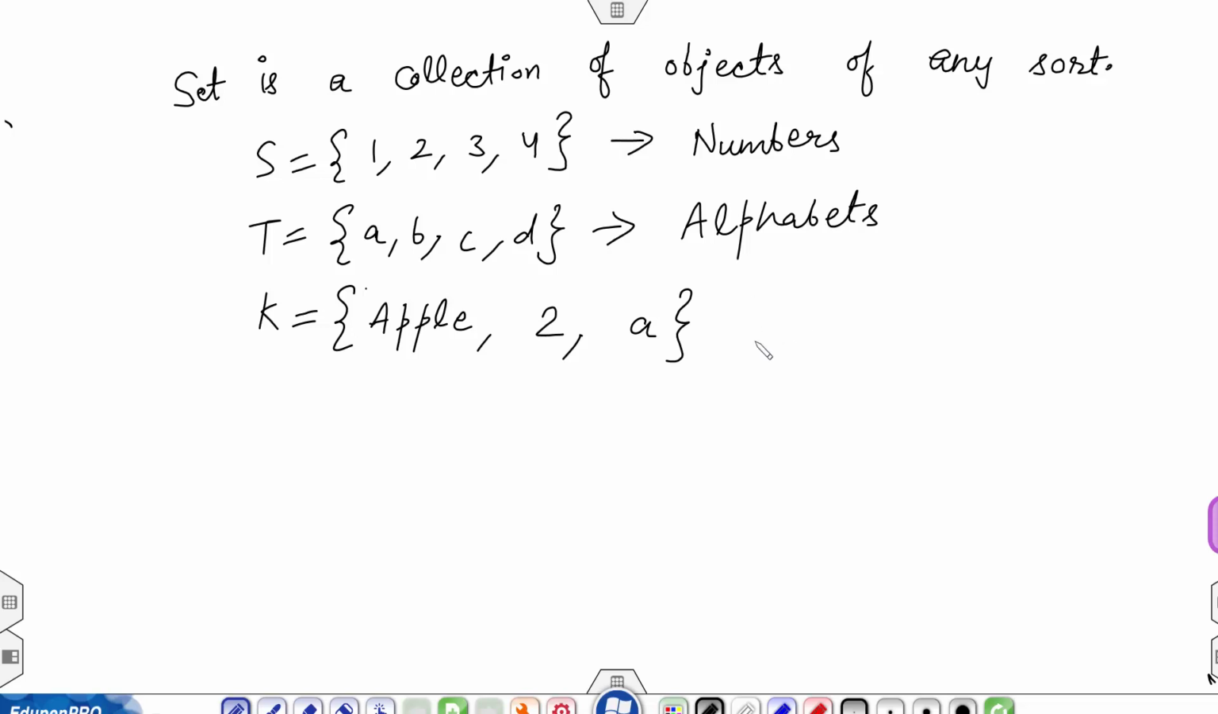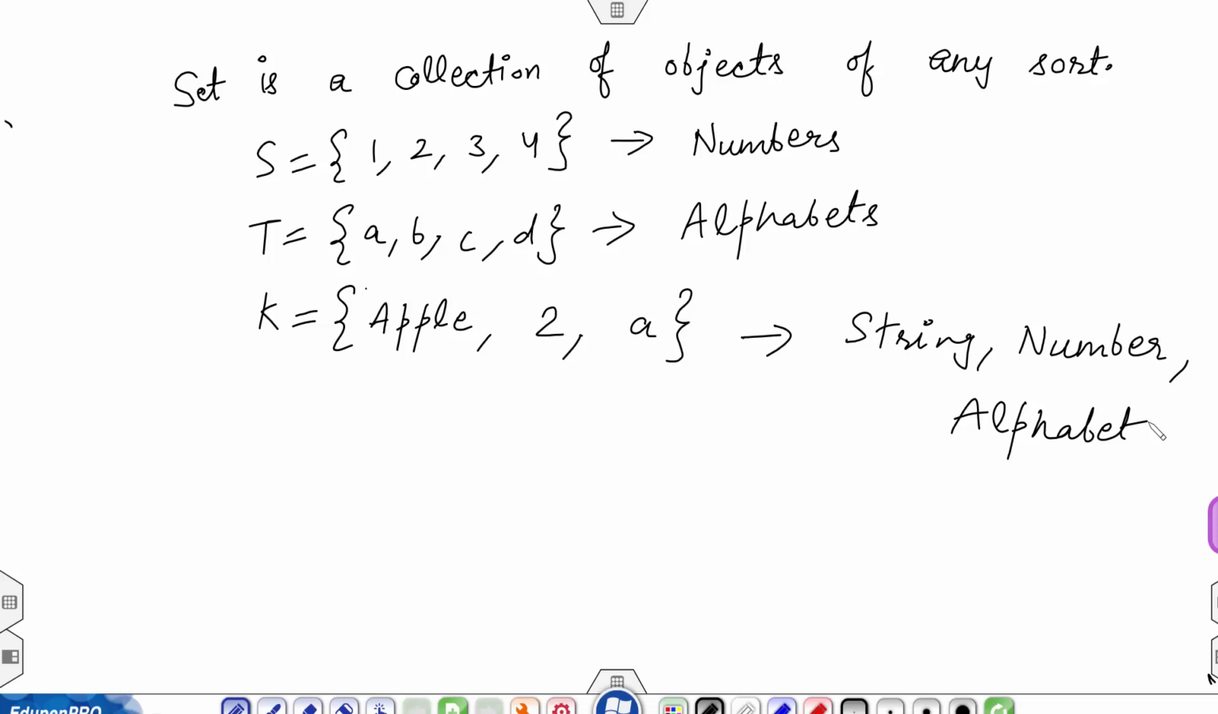Now, what we observe here is that it is a combination of three things: a string, a number, and an alphabet. Our major point here is that a set is not necessarily a combination of numbers only, meaning it does not only contain homogeneous elements. No, that is not a necessary condition. In the second example, again it is a collection of alphabets, meaning all are of the same type, all homogeneous elements. But by seeing the third example, set K, we observe that it is a combination of different types of data: one is a string, second is a number, third one is an alphabet. So that is a collection of heterogeneous elements.